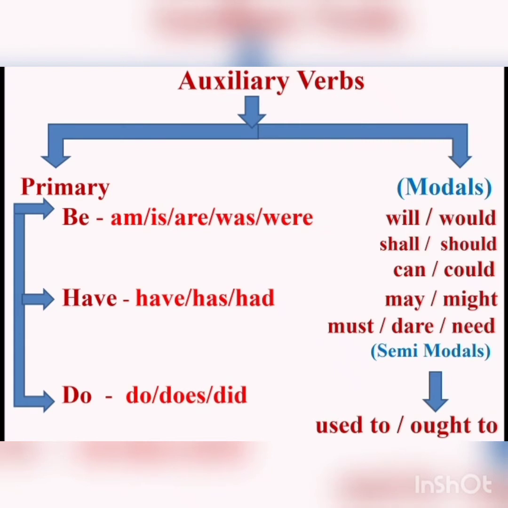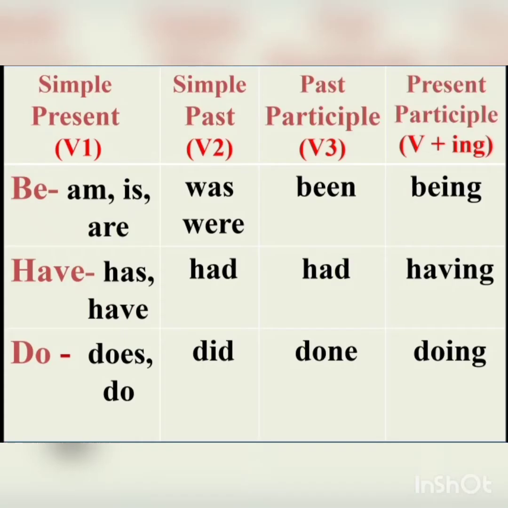Be verbs are am, is, are, was and were. Have verbs are have, has and had. Do verbs are do, does and did. Further, these verbs are classified under different tense forms. For example, present, past, past participle and the present participle.